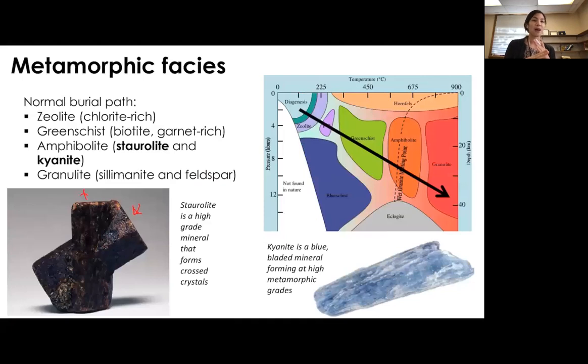And I keep looking around because I have a hand sample of this and I don't know if it's within reach. I don't think it's within reach. But these are some of the coolest ones I think to find because you just see minerals that are crossed like this. And then those are often paired with kyanites, which is that blue bladed mineral.